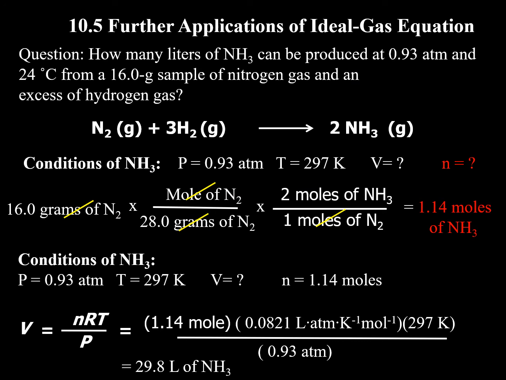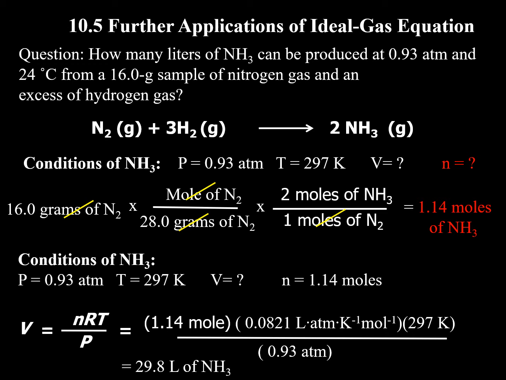Let's try another problem. Again, it's good to get familiar with this by trying problems. So how many liters of NH3 ammonia can be produced at 0.93 atmosphere pressure and 24 degrees Celsius? Of course, convert that to Kelvin, from a 16 gram sample of nitrogen gas, and in excess of hydrogen gas. We say excess, we assume that the nitrogen gas is the limiting reagent.